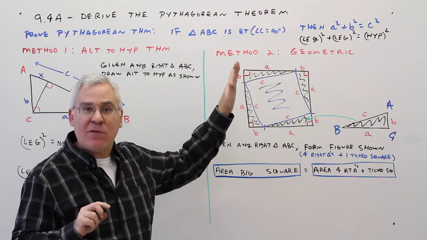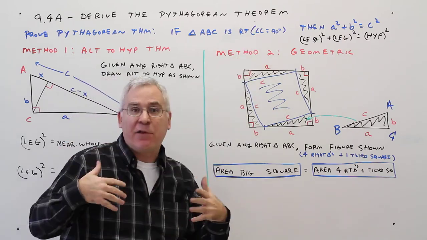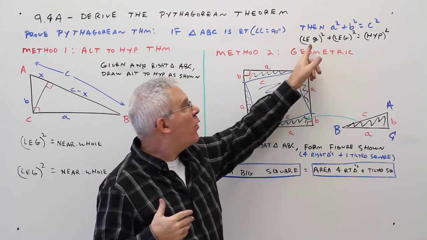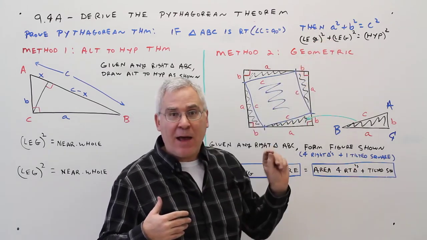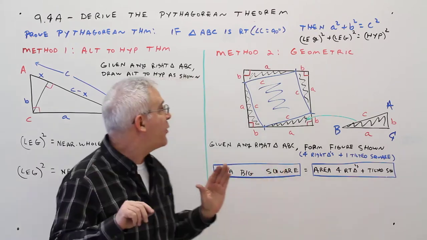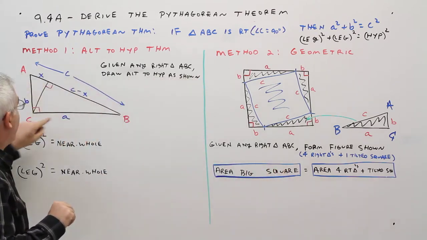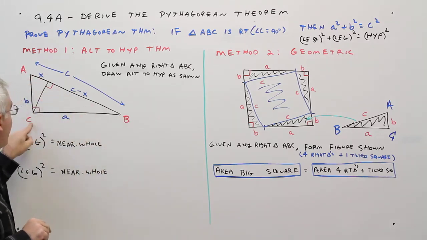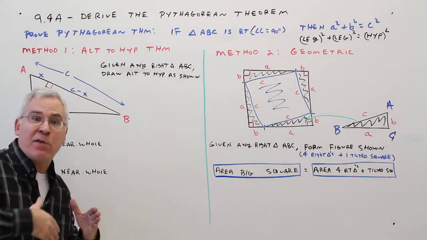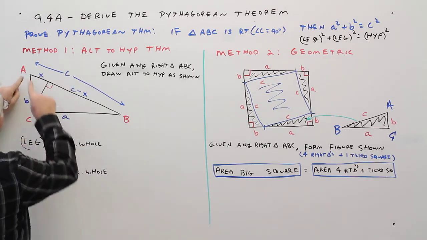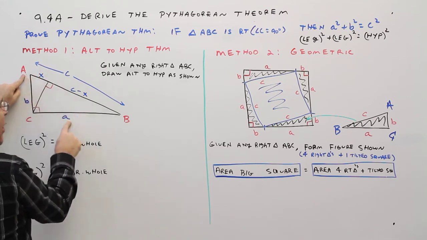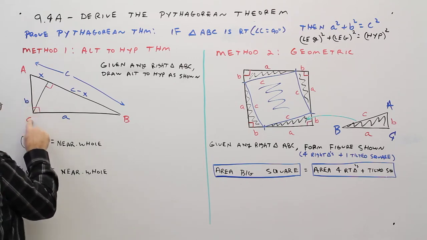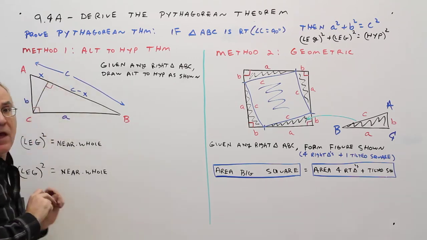If triangle ABC is a right triangle, we'll say angle C is the right angle, then a squared plus b squared equals c squared, or leg squared plus leg squared equals hypotenuse squared. One note about the notation: we use capital letters for the vertex points, so capital A, capital B, capital C, and lowercase letters for the sides opposite those angles. Opposite vertex A is small a, the side. Opposite vertex B, small b. Opposite vertex C is small c.